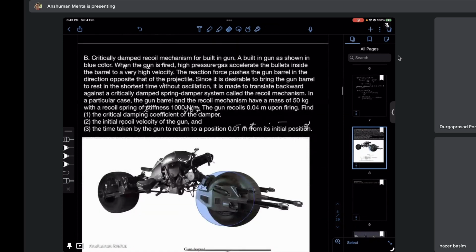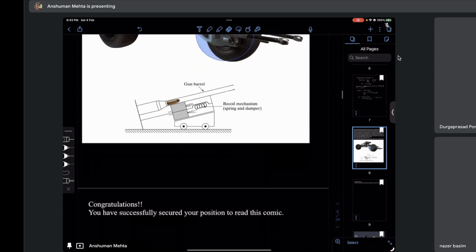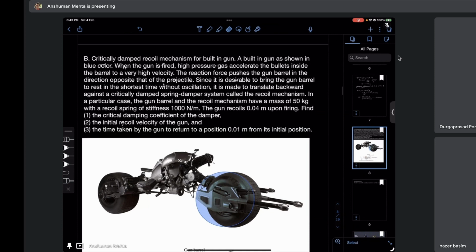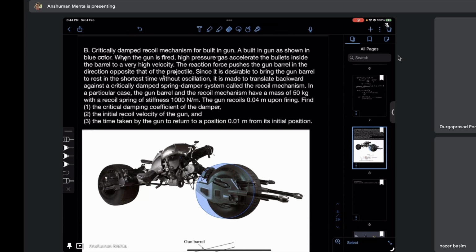It should be a critically damped recoil mechanism for a built-in gun, shown in blue color. When the gun is fired, high pressure gas accelerates the bullet inside the barrel to a very high velocity. The reaction force pushes the gun barrel in the direction opposite that of the projectile. Since it is desirable to bring the gun barrel to rest in the shortest time without oscillation, it is made to translate backward against a critically damped spring damper system called the recoil mechanism.